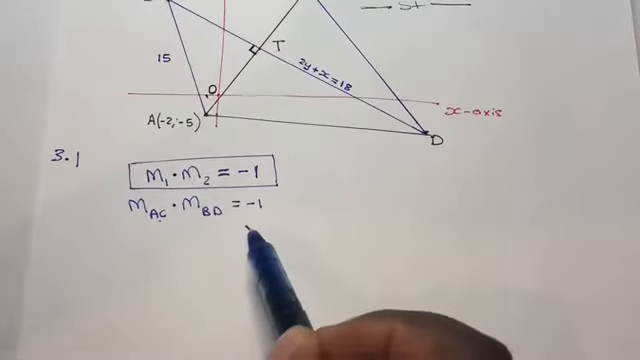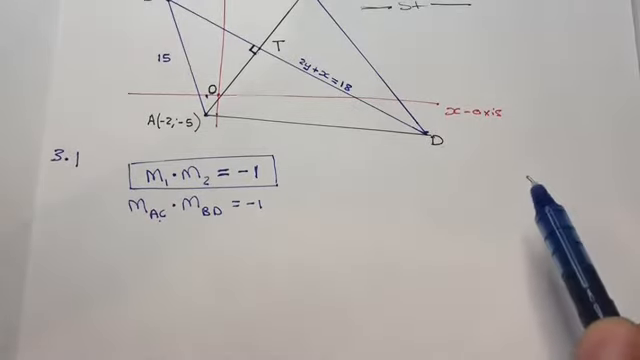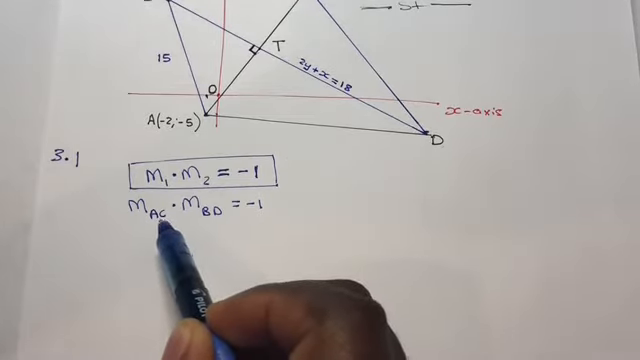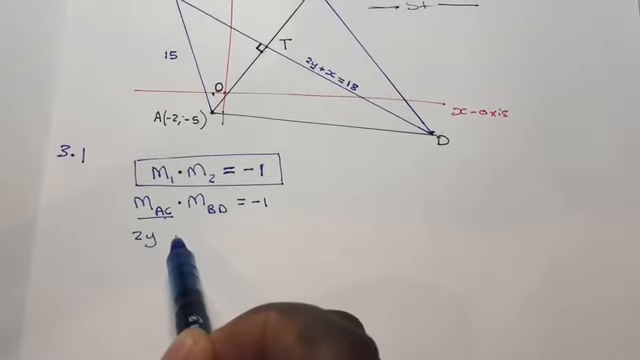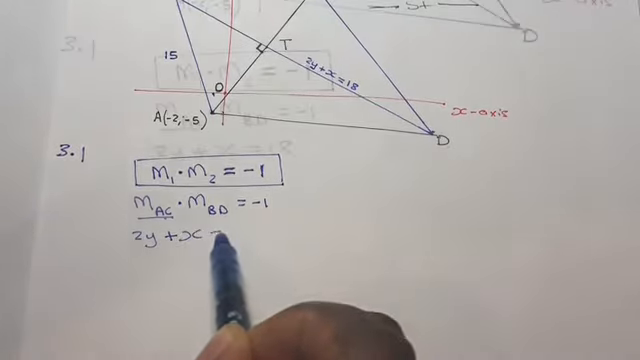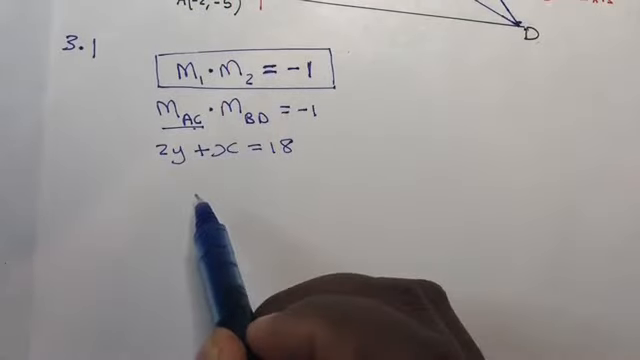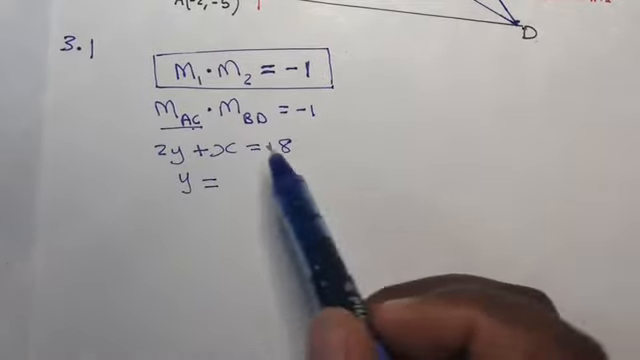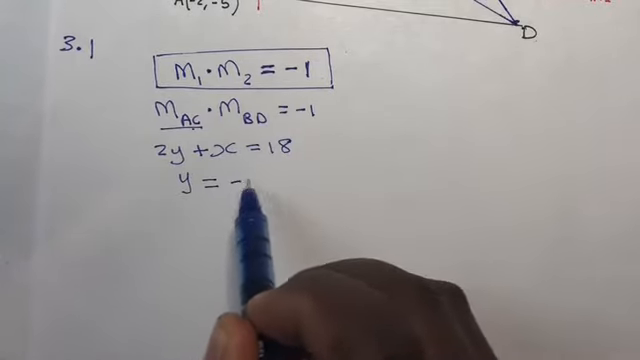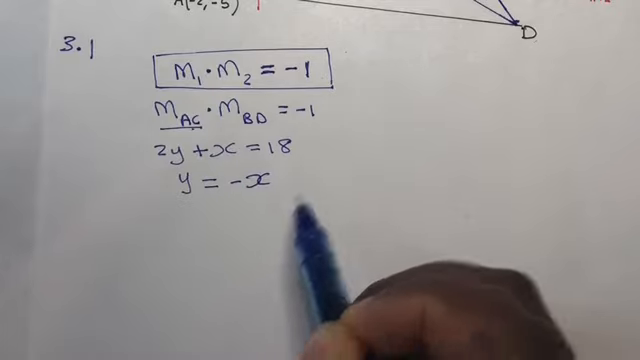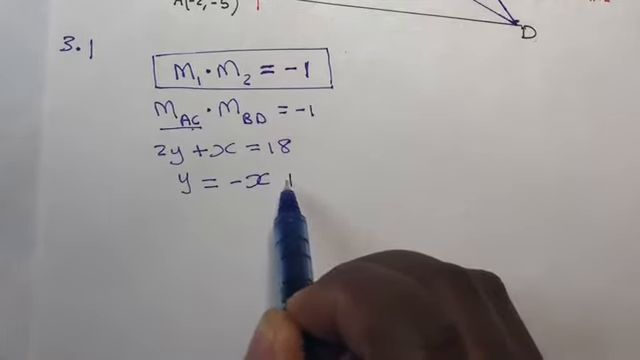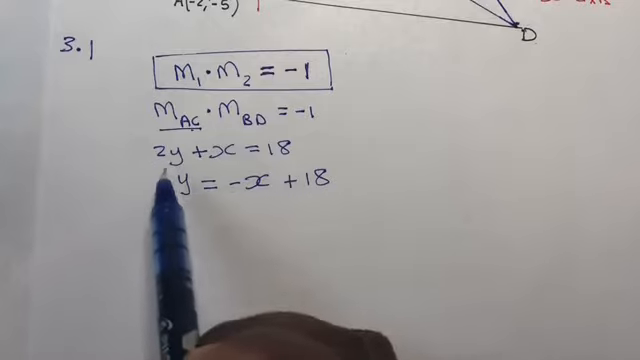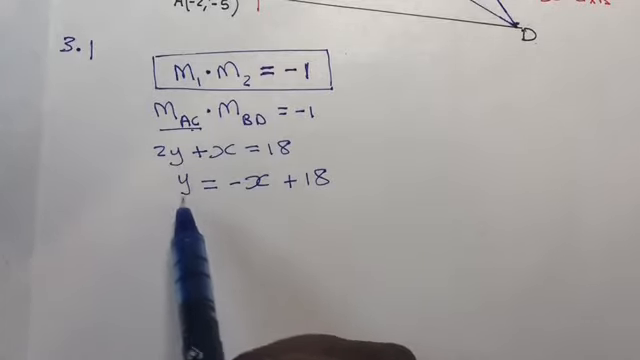So what I'm going to do now is rewrite that formula in the standard form, use the gradient from that formula, substitute into this formula, and calculate the gradient of AC. So let's see, we've got the formula for that segment as 2y plus x equals 18. The next step is to rewrite this equation in the standard form. So we have y equals, you move x to the other side of the equal sign, it changes sign, you've got plus 18, but remember this was 2y, so you divide by 2 so that you just remain with y.